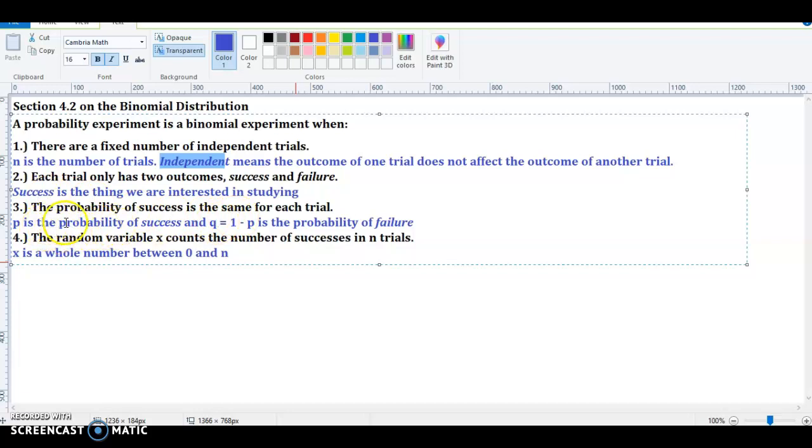Condition 3 says the probability of success is the same for each trial. The lowercase letter p will represent the probability of success, and the letter q is equal to 1 minus p, that's the probability of failure. And then lastly, the random variable x counts the number of successes in the n trials. So x would be a whole number between 0 and n.